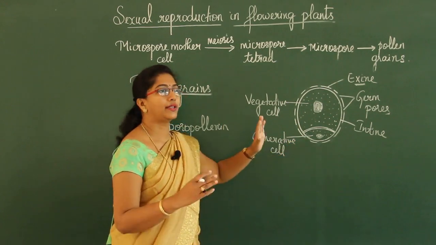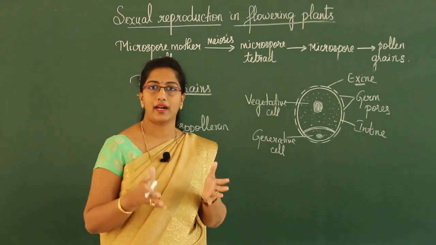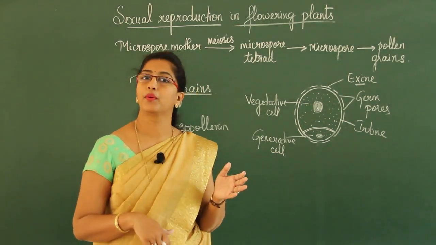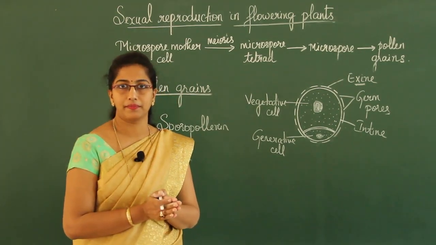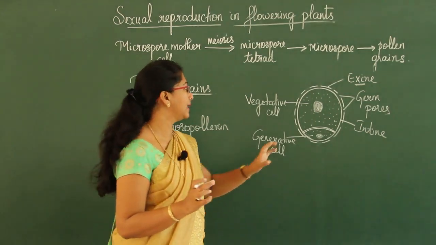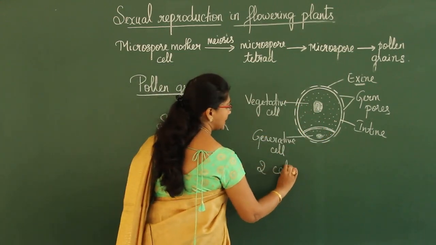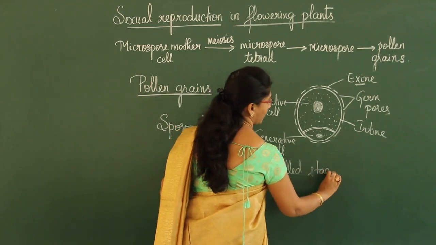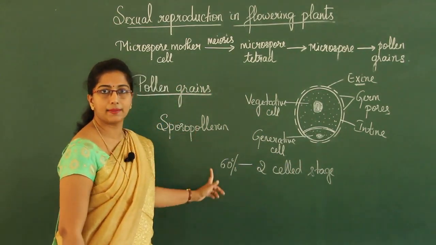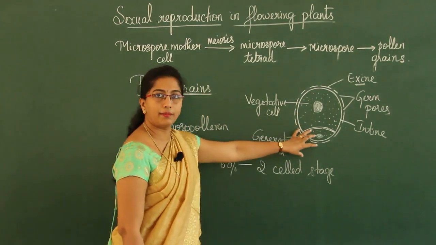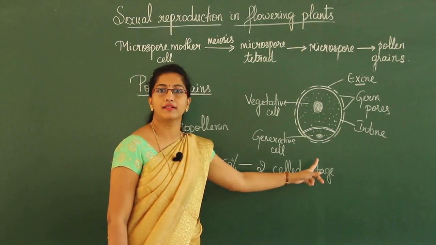Now you should know that I told you pollen grains are released from the anther. We studied just now that anthers will dehisce, break open, and release the pollen grains. Almost 60% of angiosperms release the pollen grains at this stage only, which we call the two-celled stage. So 60% of the angiosperms are shedding the pollen grains at the two-celled stage.